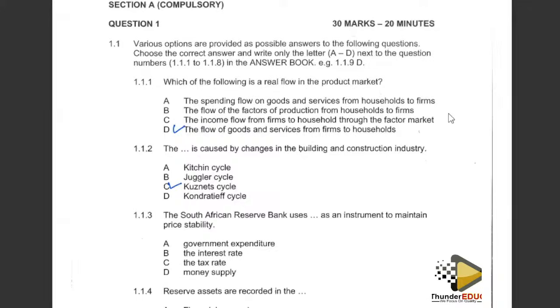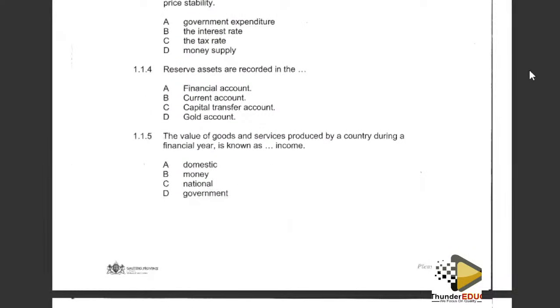Okay, right, grade 12. So now let's move on to the next question, 1.1.3. It reads as follows: the South African Reserve Bank uses dash as an instrument to maintain price stability. So the moment you are talking of the South African Reserve Bank, you should take into account which policy it uses, and under which policy, which instrument best works for the South African Reserve Bank so as to stimulate the flow of goods and services.